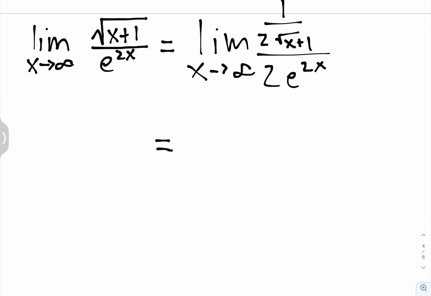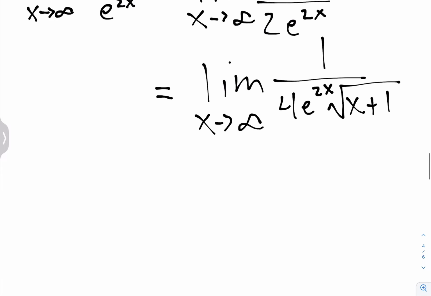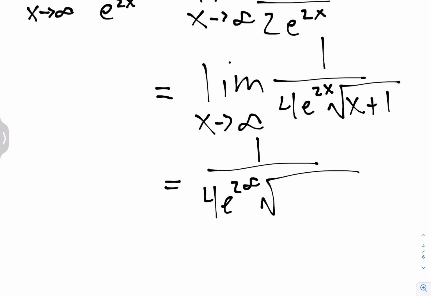Okay, if we simplify this a little bit, we're going to get 1 over 4e to the 2x, because it's 2 times 2, we're bringing these to the bottom, and then square root x plus 1. So this is going to be 1 over 4e to the 2 infinity times square root infinity plus 1. And that's going to be 1 over infinity, which is just 0.